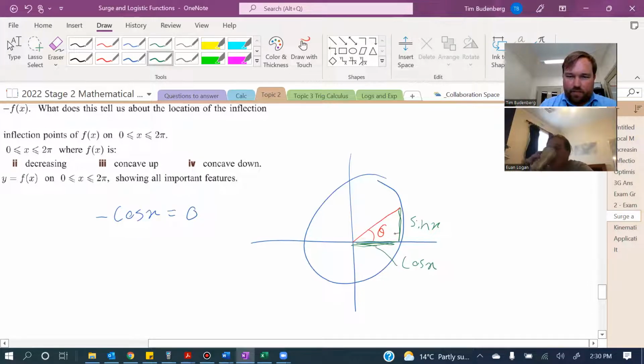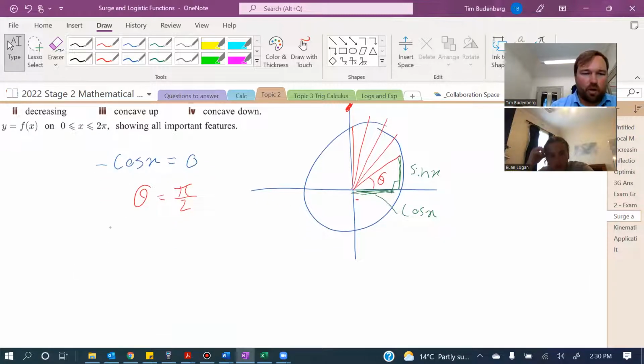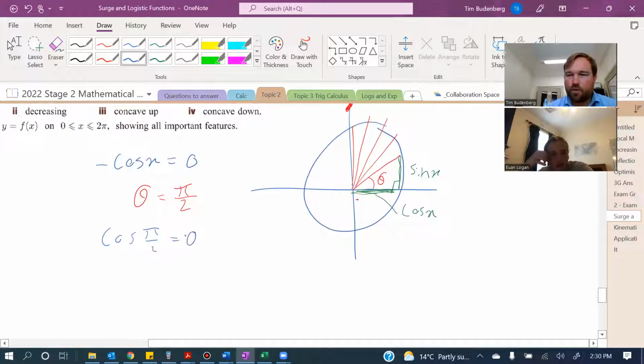It is a right angle triangle. But the question is, when is that cos x equal to 0? Theta swings around like this, going round and round, and you can see how that horizontal distance keeps getting smaller. When theta equals pi on 2, it's up here and the horizontal distance is 0. So cos of pi on 2 equals 0. So one of your solutions is pi on 2.